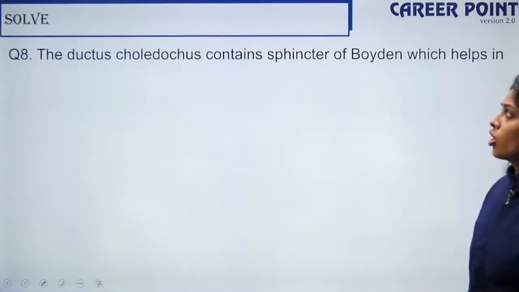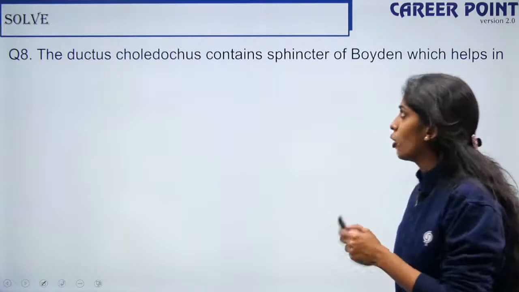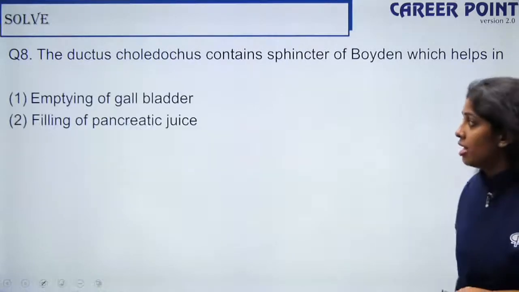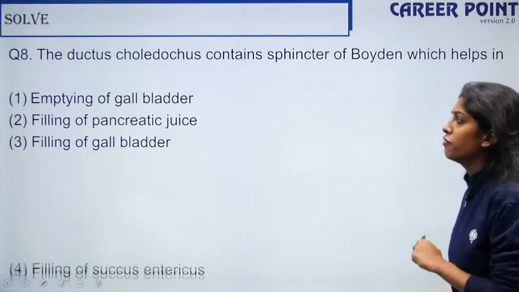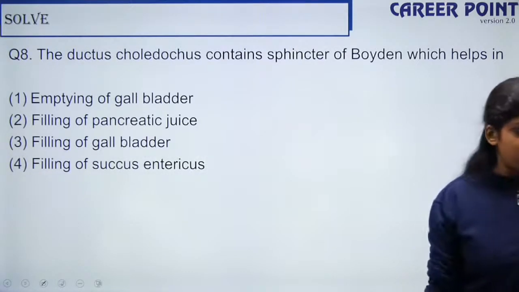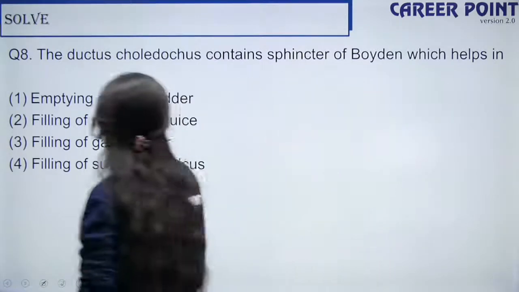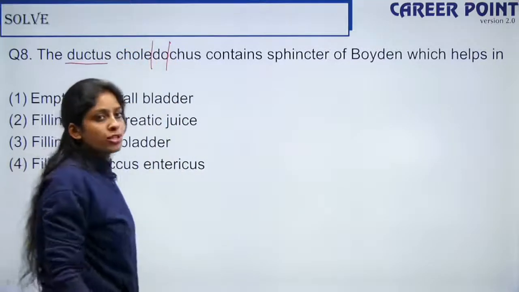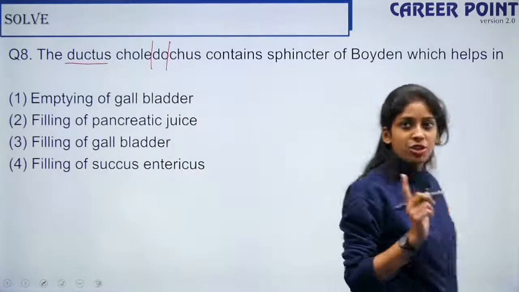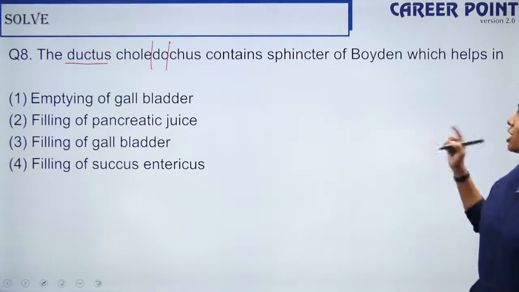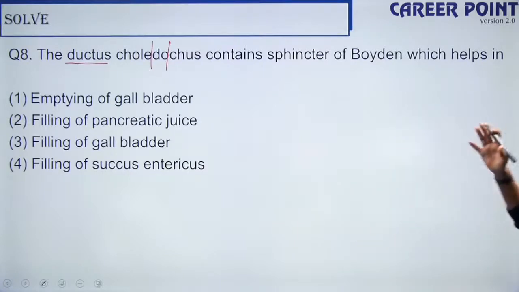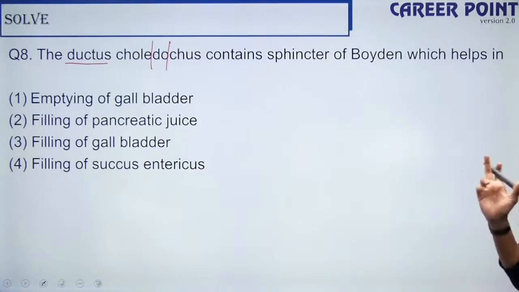The ductus choledochus contains the sphincter of Boyden, which helps in the emptying of gallbladder, filling of pancreatic juice, filling of gallbladder, or filling of sulcus entericus. Read the question. We are talking about the duct choledochus. It contains the sphincter of Boyden. We have also read sphincter of Boyden somewhere, right? They have reframed the name of the duct, but they have given you the sphincter. The sphincter of Boyden is present in the common bile duct, right?